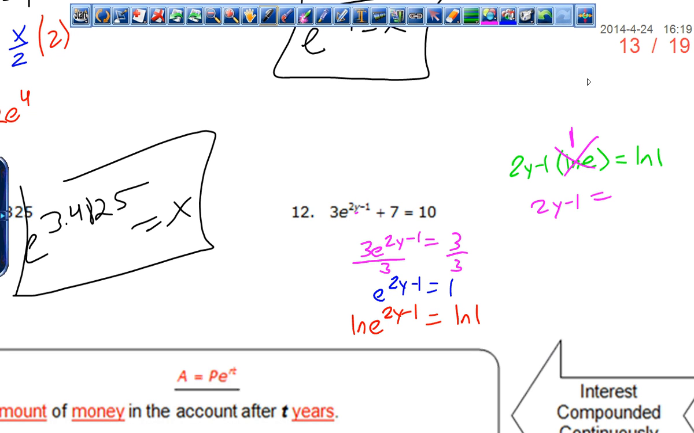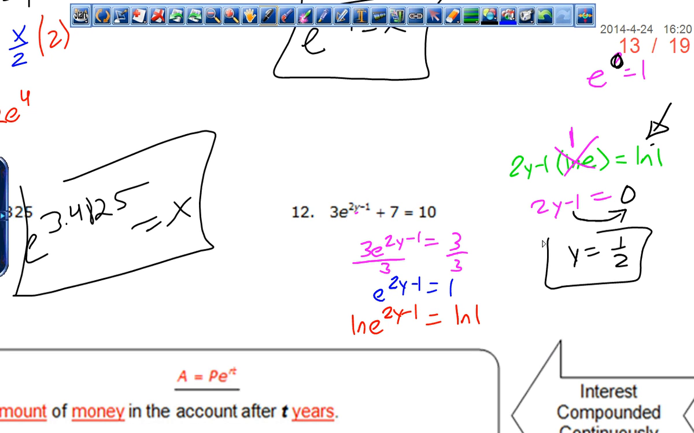Well, this is saying e to the what power makes 1? Well, anything with a 0 exponent equals 1. So that means natural log of 1 is 0. And if you didn't follow that, just put it in the calculator. Natural log of 1 is 0. So now I'm just solving for y, add 1, divide by 2. So y is 1/2.